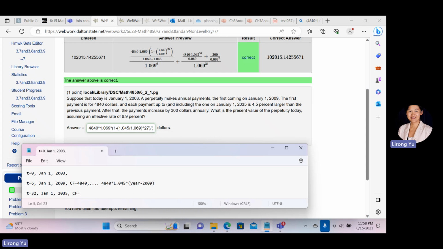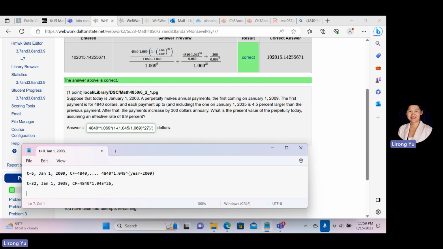Okay, so the last payment must be 4,840 multiplied by 1.045 to the power of the year, 2035 minus 2009, which is 26. So the last payment has a power of 26. And then from then on, it becomes an arithmetic sequence. After that, the payment increases by 300 annually.